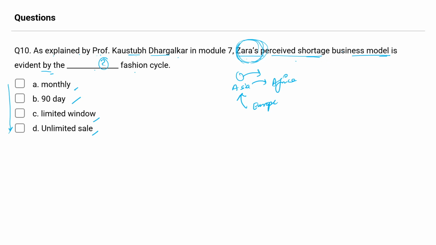Zara's perceived shortage business model is evident by which type of fashion cycle? Is it monthly? So every month they have a fashion cycle. Is it 90 days, which is approximately 3 months? Limited window, which means there is a short window in which things will come and go. Unlimited sale. Take your time. Let me know the correct answer.